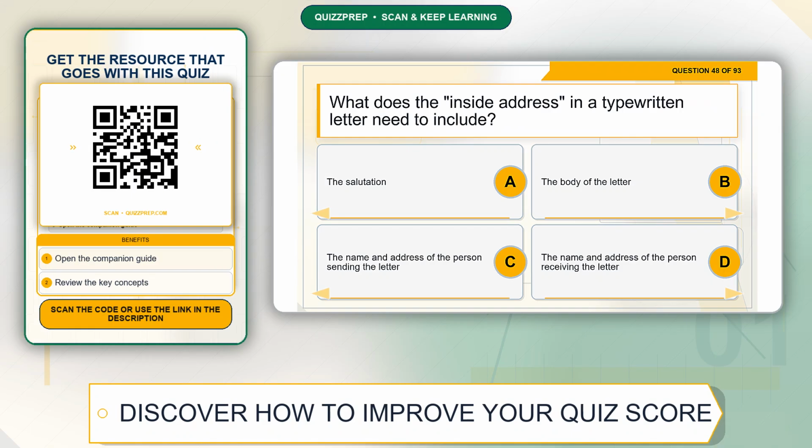Question 48. What does the inside address in a typewritten letter need to include? Option A, the salutation. Option B, the body of the letter. Option C, the name and address of the person sending the letter. Option D, the name and address of the person receiving the letter.